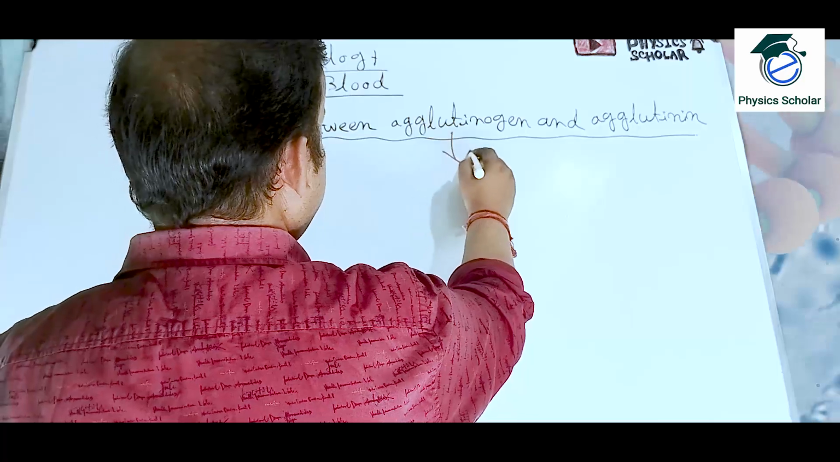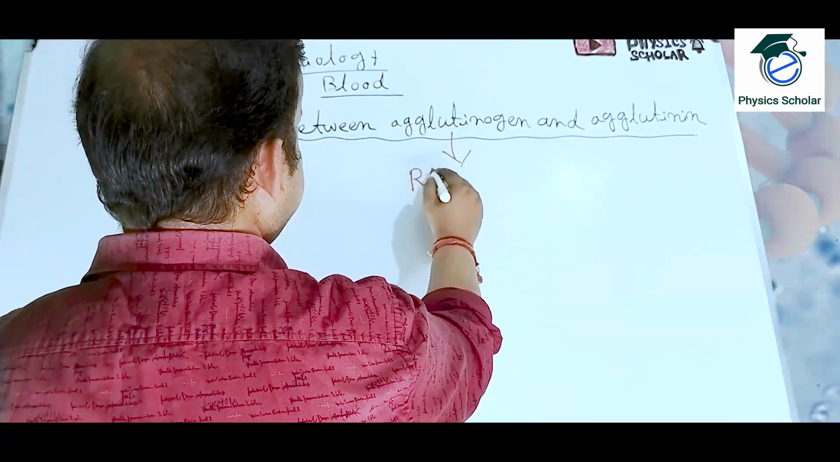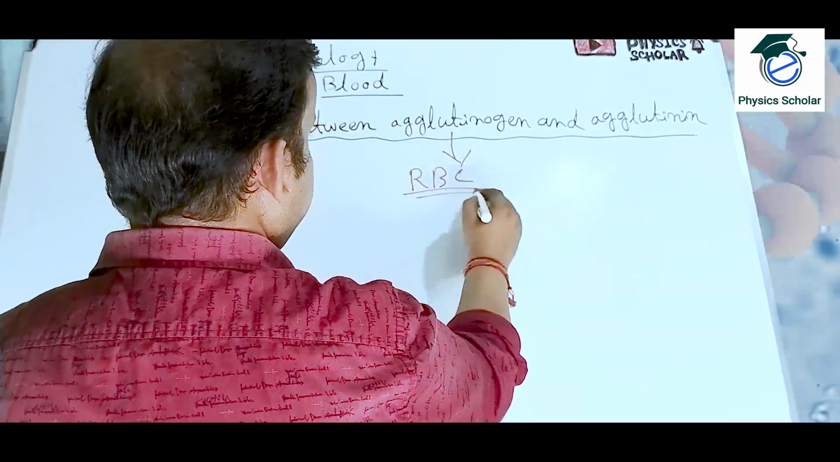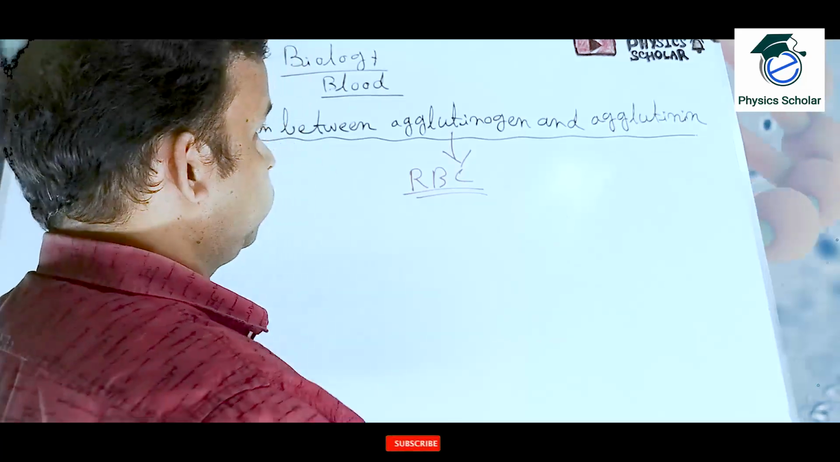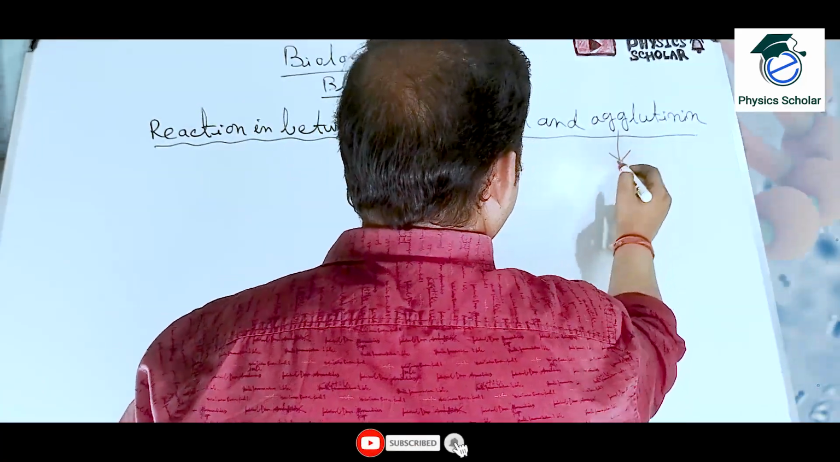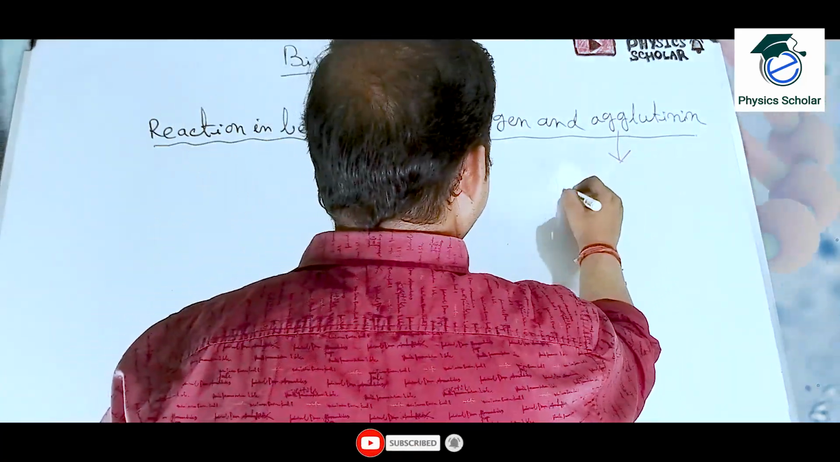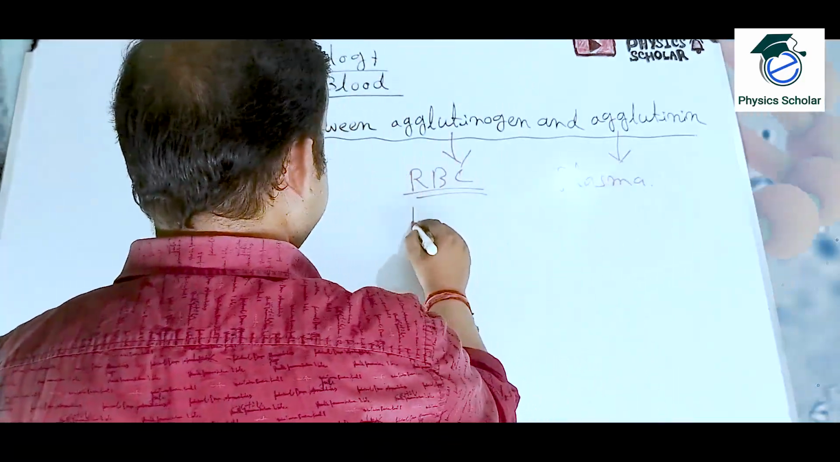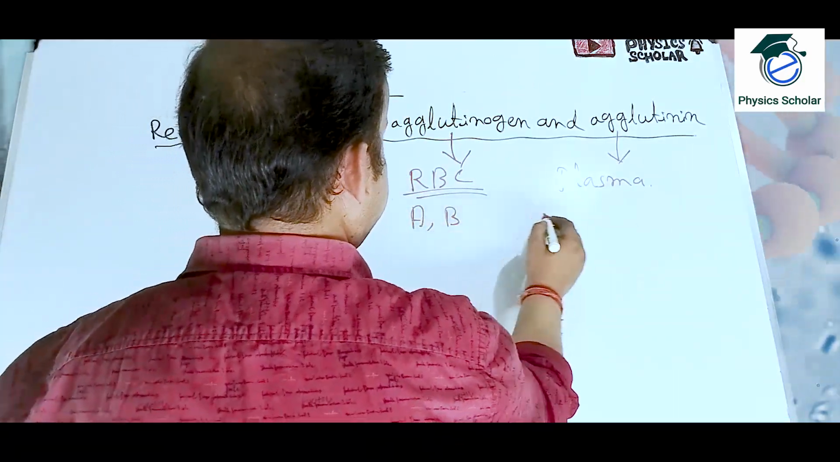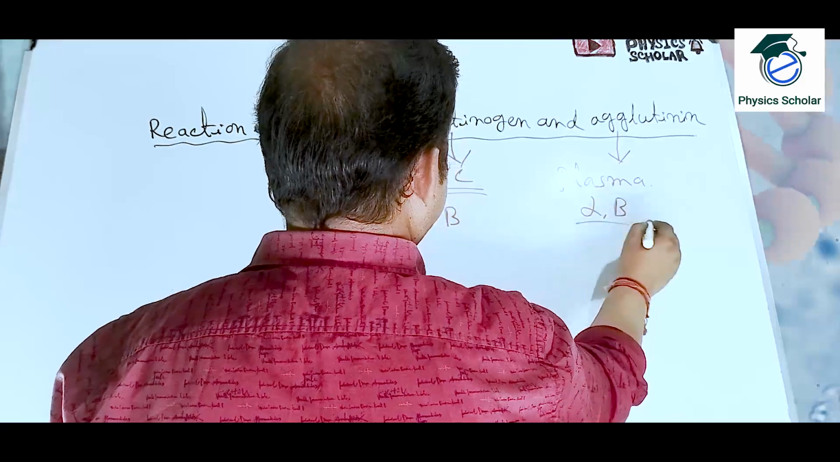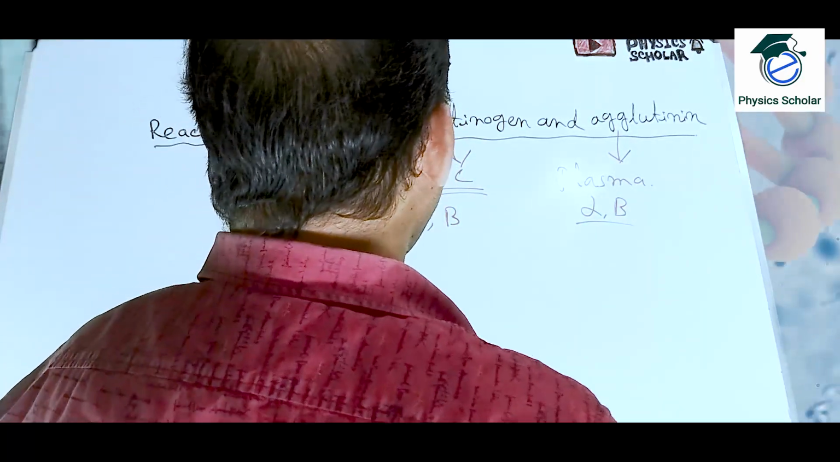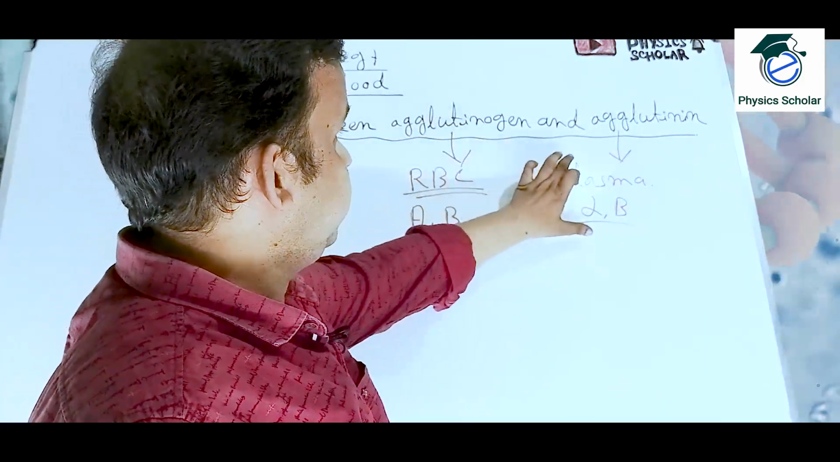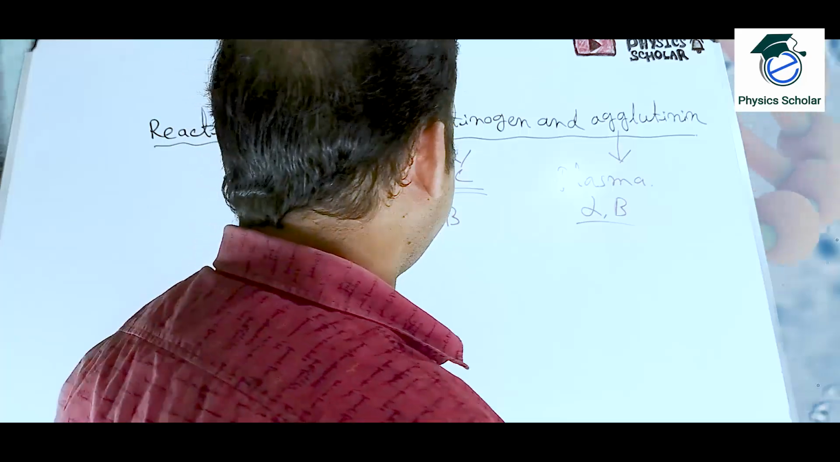So now first let us start with the reaction between agglutinogen and agglutinin. The agglutinogen is present in RBC, that I discussed in the previous episode, and agglutinin is present in plasma. Here it is A and B, and alpha and beta, clear. So agglutinogen is present in RBC and agglutinin is present in plasma.